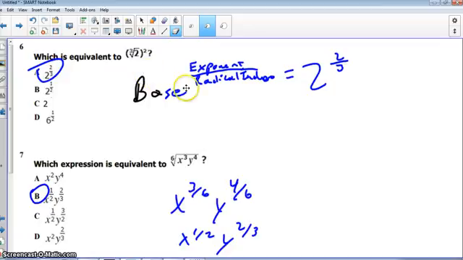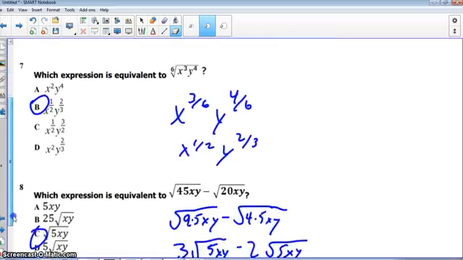Number 6, cube root of 2 all raised up to the 2nd power. Remember, it's like base to the exponent over radical index. So what I'm saying is this 2 is the base, so put it here, and then raise it up to the 2 is an exponent over 3, which is that radical base. So 2 to the 2/3, A is the right choice.